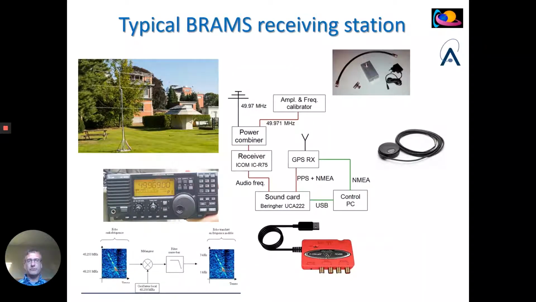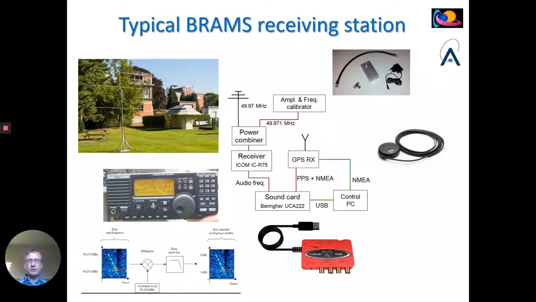This slide is quite busy, but let me explain the basic idea to you. On the top left, there is a picture of an antenna. This antenna is connected to a receiver. This receiver is comparable to a radio receiver that you have in your car. The receiver is connected to an external sound card. This is the red device at the right bottom of the slide. And the sound card is connected to a computer.